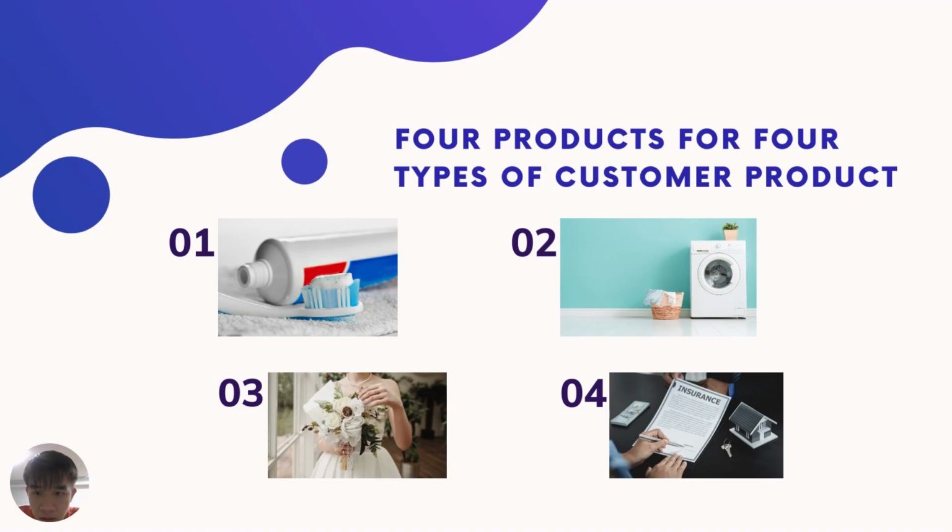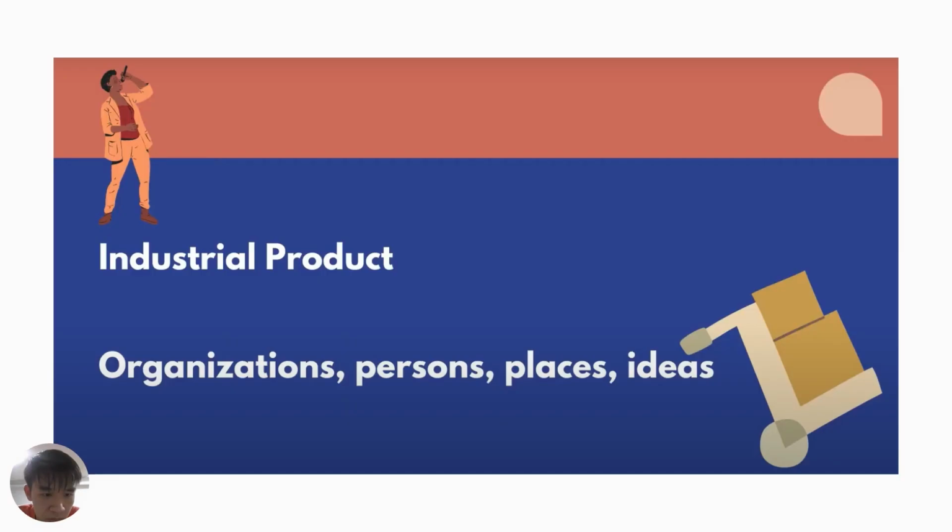Here we have four products that stand for four types of consumer products. First, we look at toothpaste. This is a convenience product, meaning frequent buying without much effort. Next, a washing machine is a shopping product, meaning less frequent purchase but needing more effort to choose. And a wedding dress is a specialty product, meaning people are willing to pay more to get it. Finally, insurance is an unsought product, meaning people have little or no idea about it.